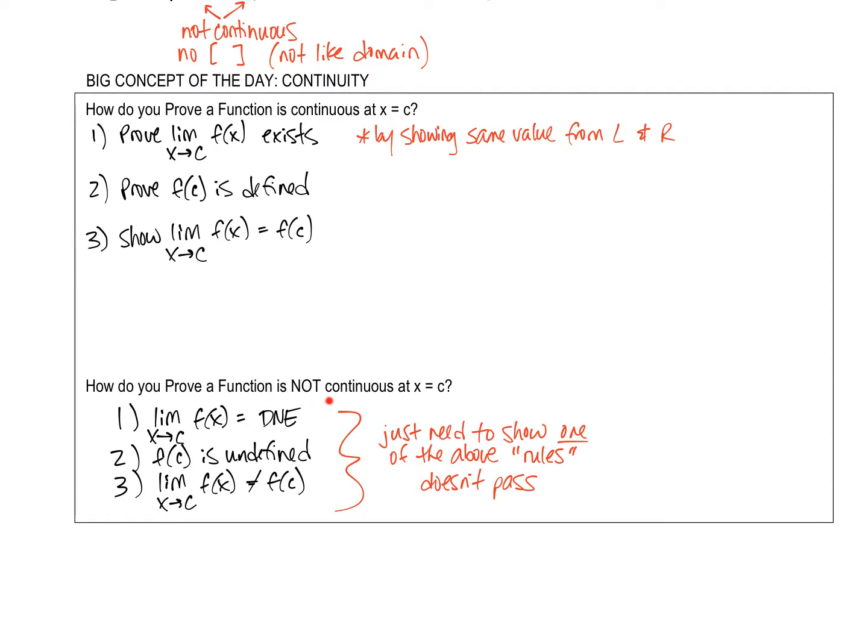This is how you prove a function is not continuous. So this is the opposite of this. Okay, the second thing is to prove f of c is defined. That means when you plug in this little c number to the equation, you're actually able to do it.